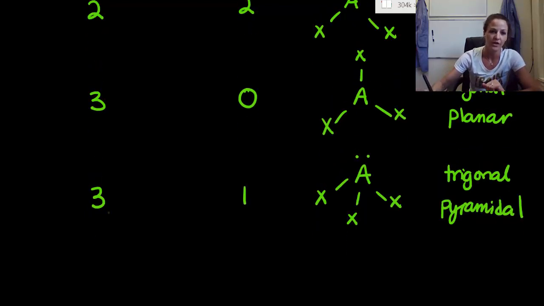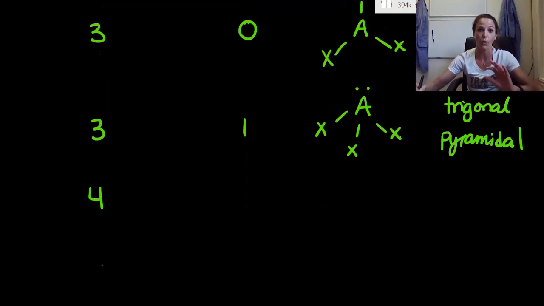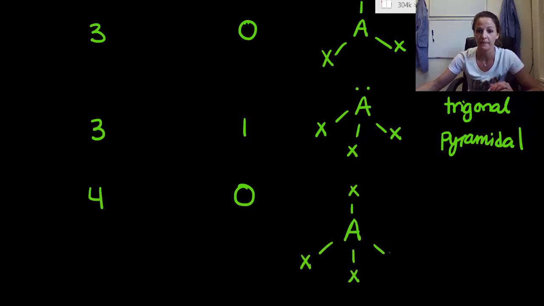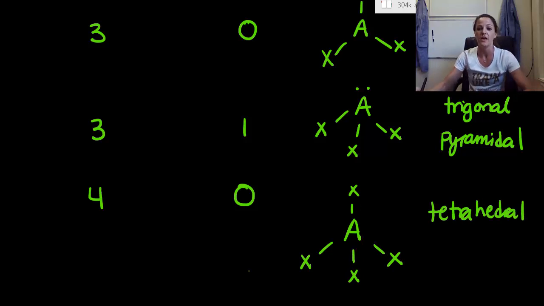Last one, 4. Okay, so we have a central atom. It's connected to 4 different atoms. We're only going to consider this when it has 0 lone pairs on the central atom. That's it. So this one actually has a really unique structure. So it goes up like this, and then all 3 of these are on the bottom. And this is called tetrahedral. So anytime you see a central atom that's connected to 4 external atoms and has 0 lone pairs on there, it's going to have this shape called tetrahedral, okay?